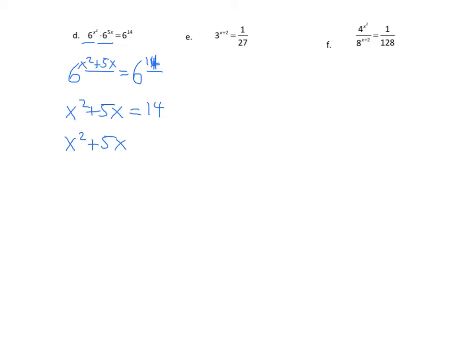I subtract 14 from both sides and set it equal to 0, and then I solve by factoring, and this one's going to have two solutions. So I need two numbers that multiply to negative 14 and add to 5. I get plus 7 minus 2, and so x would be negative 7 or positive 2.